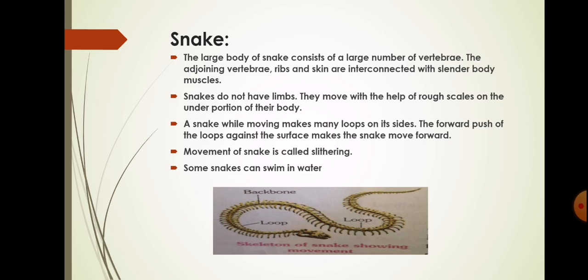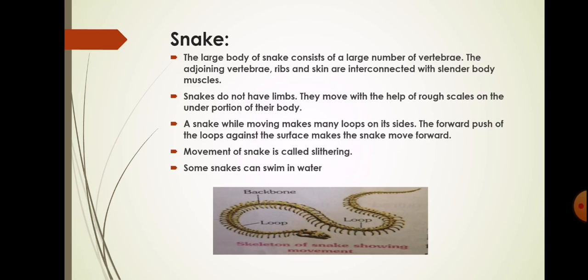Now while moving, the snake forms loops. Loops means curved positions, several loops. They allow the snake to push its body against the surface, and it pushes its body in a forward direction. Because of the formation of several loops, the body of the snake is moved in a forward direction. The movement of the snake is called slithering.